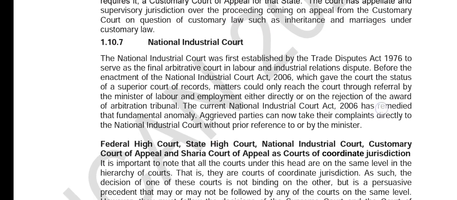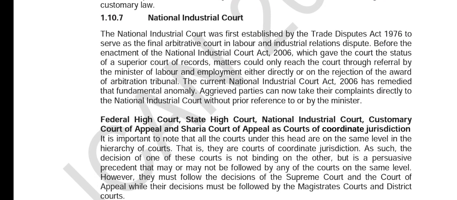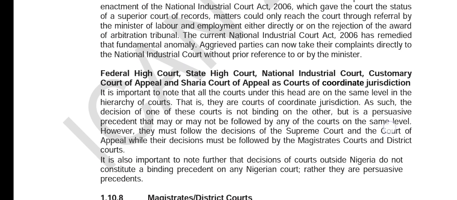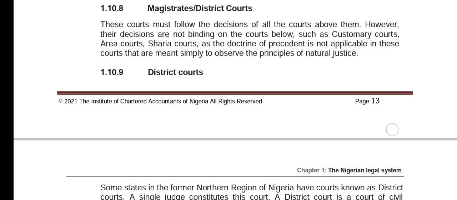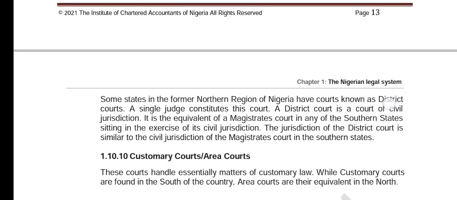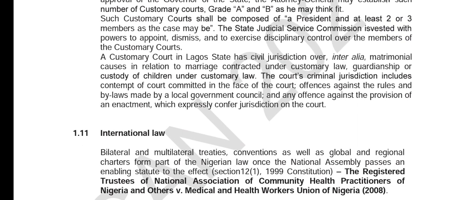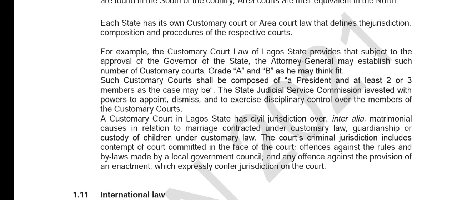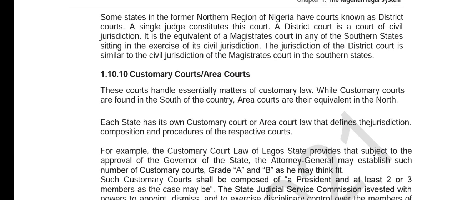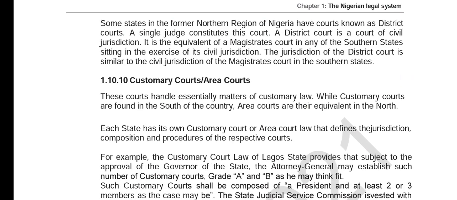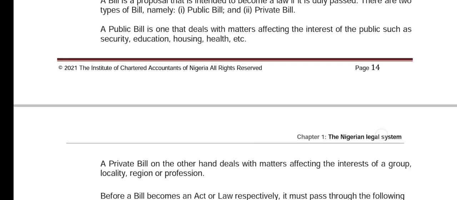Now, let me pause here to say that the Federal High Court, State High Court, National Industrial Court, Customary Court of Appeal and Sharia courts are of coordinate jurisdiction, so they are operating at the same level. Whereas magistrate courts, district courts, and customary courts are also of the same jurisdiction. So we'll be moving on to the legislative process.